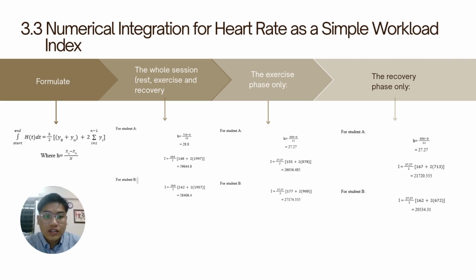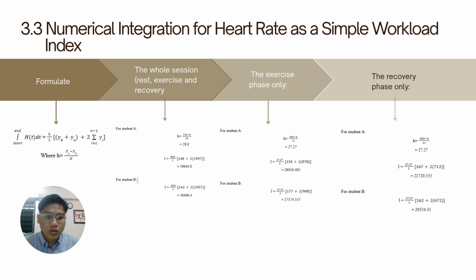So without any hesitation, let us continue with 3.3, numerical integration for heart rate as a simple workload index. We use the heart rate for each subject, and we use the trapezoidal rule to approximate. This shows the formula. It is the integration from start to end of the function H, and we convert it to the trapezoidal rule.